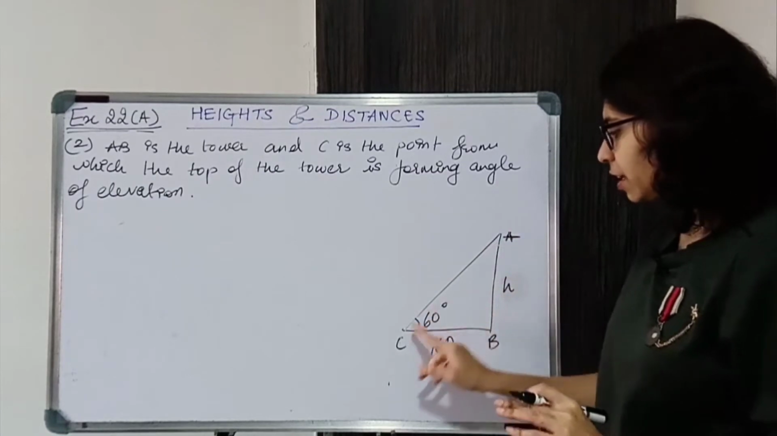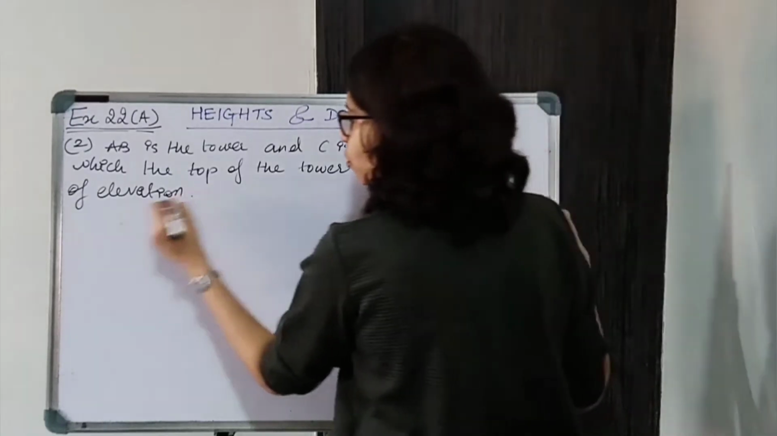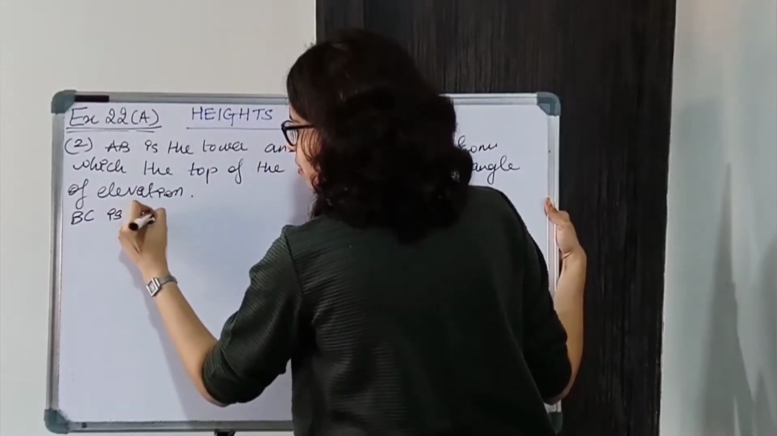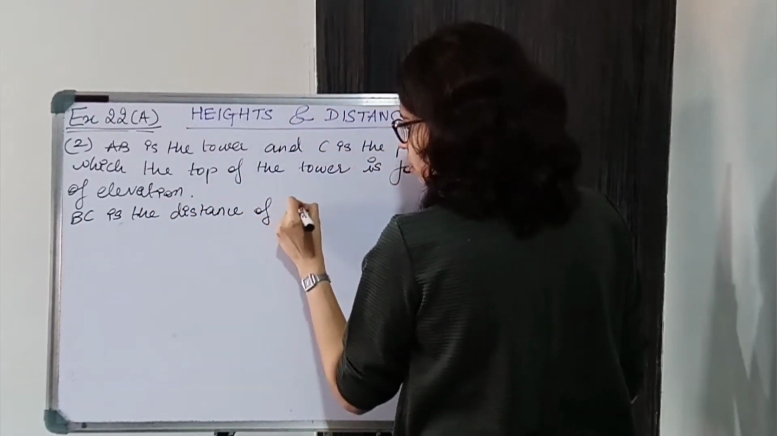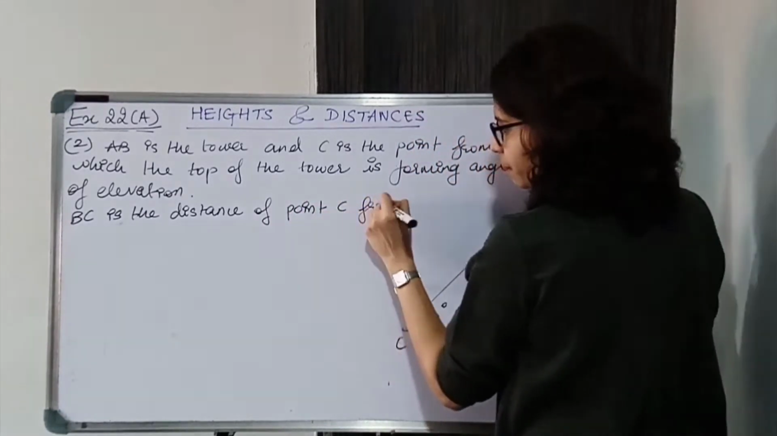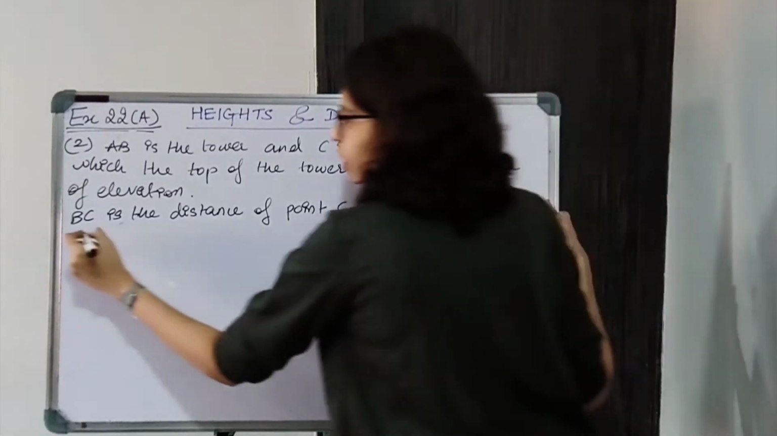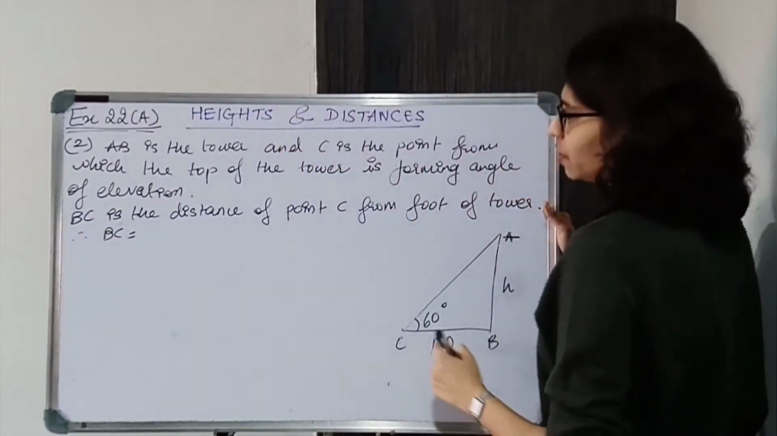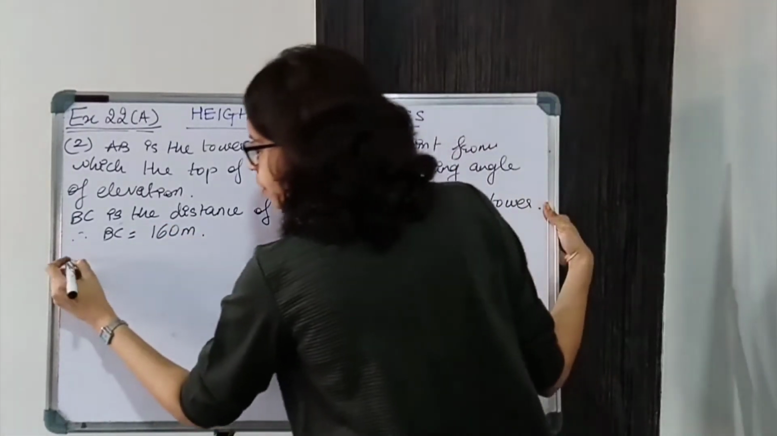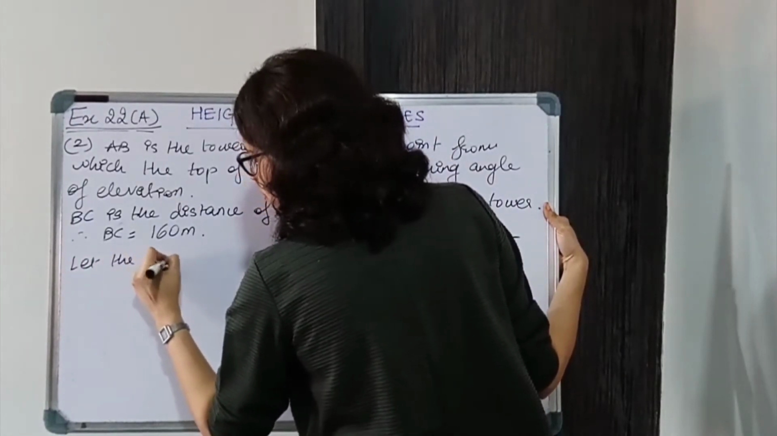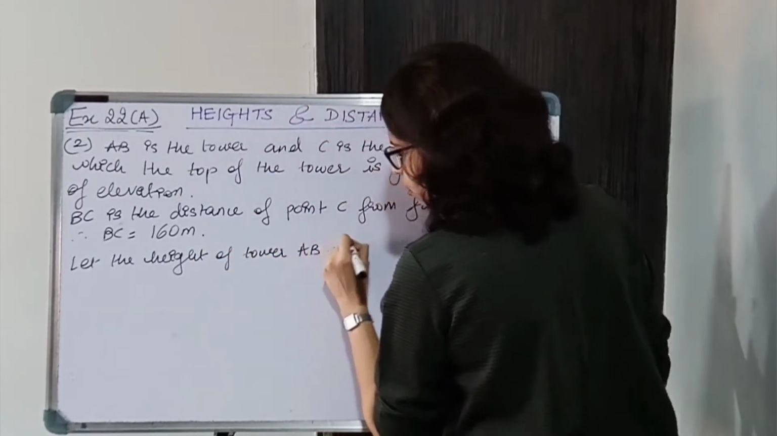Okay, so AB is the tower. Now also we are given the distance of the point from the foot of the tower. So BC is the distance of point C from foot of the tower. So therefore BC is equal to 160 meters. And let the height of the tower be h. So let the height of tower AB be equal to h meters.